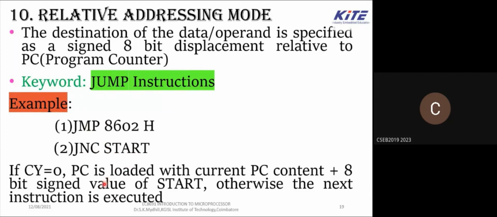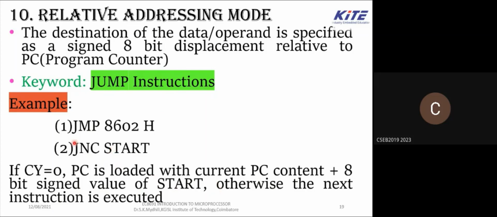Else you proceed to the next instruction. So if carry is equal to 0, what happens? The program counter is loaded with the current program counter content plus the 8-bit signed value of the start location. Otherwise, the execution goes on as usual.